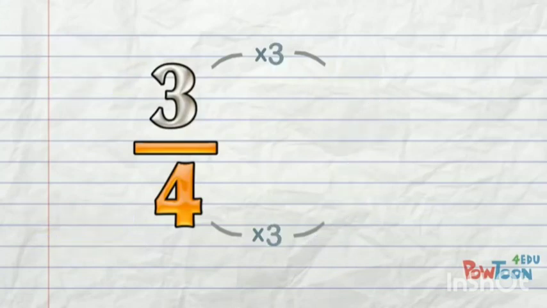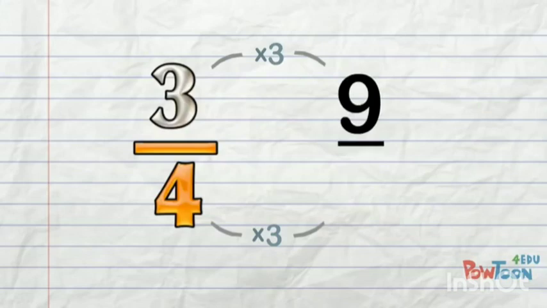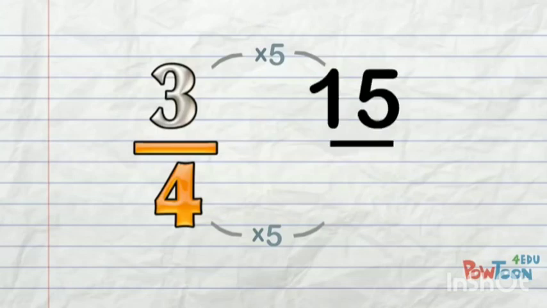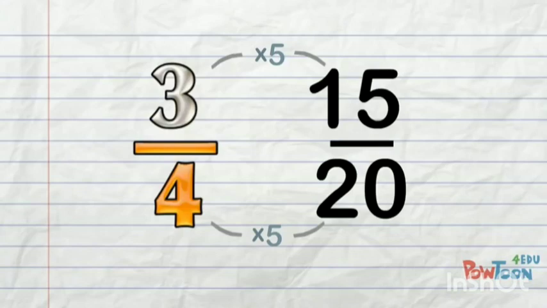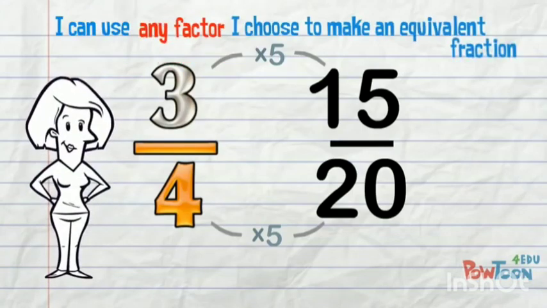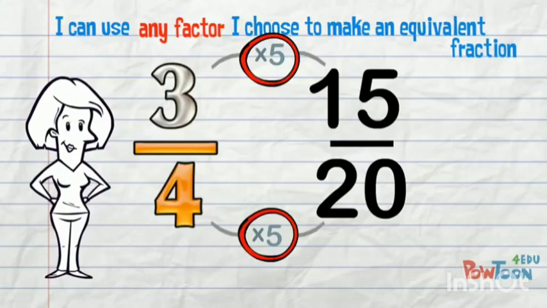Or I could use 3. 3 times 3 is 9, over 4 times 3 is 12. I could use 5. 3 times 5 is 15, over 4 times 5 is 20. I can use any factor I choose to make an equivalent fraction, as long as I multiply both the numerator and the denominator by the same number, then I'm doing it right.